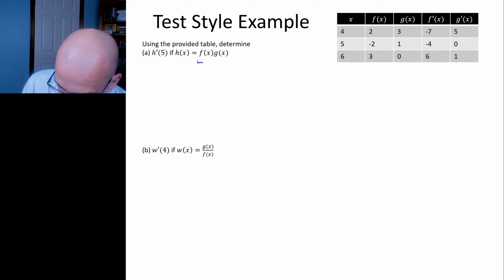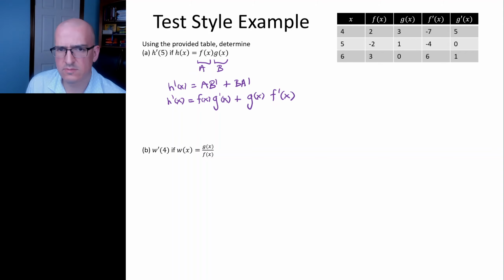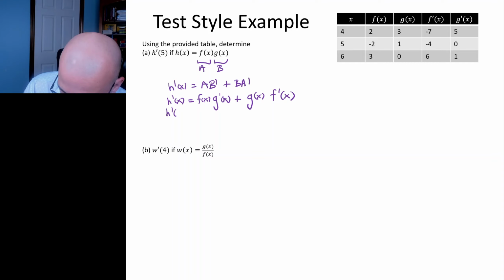So this is a product rule. This is a times b. H prime of x is ab prime plus ba prime, which isn't very helpful because it's just f of x times g prime of x plus g of x times f prime of x. I mean, have we really gotten anywhere? Well, let's continue. Let's plug in 5 for x. H prime of 5 is equal to f of 5 times g prime of 5 plus g of 5 times f prime of 5.